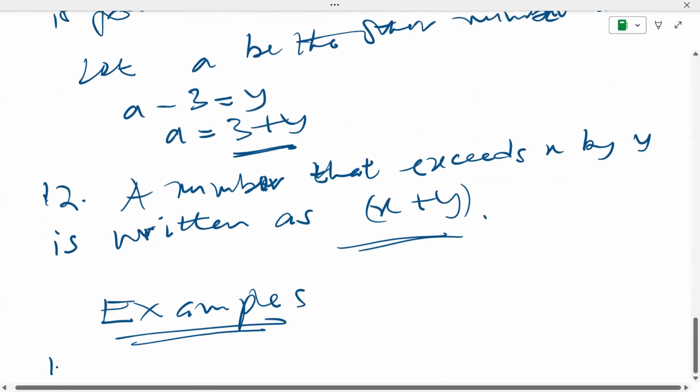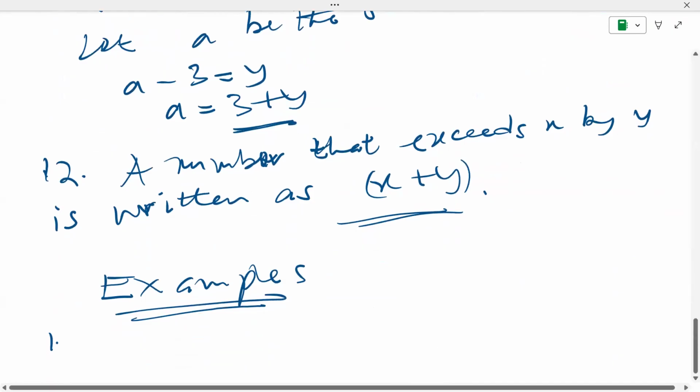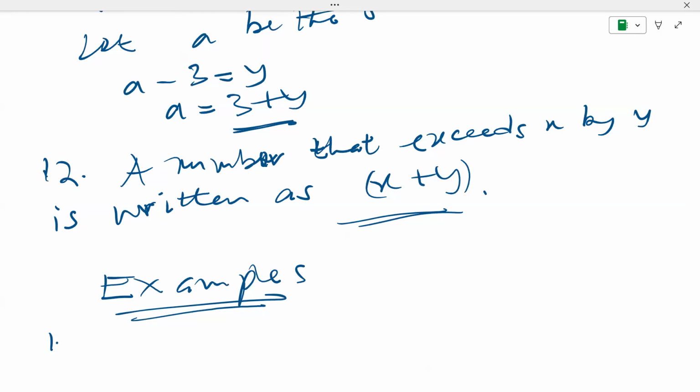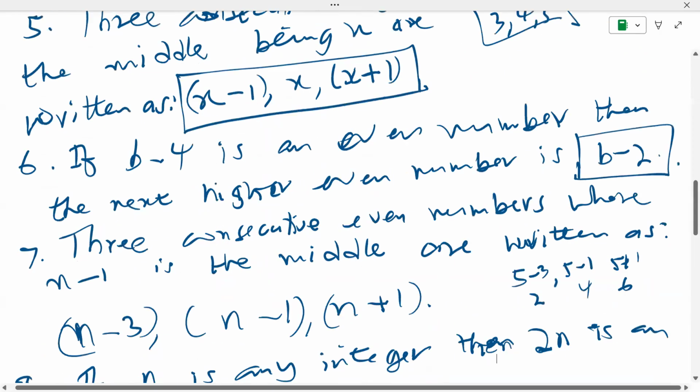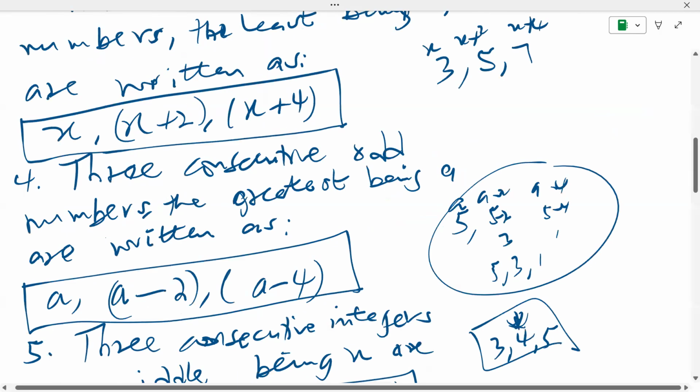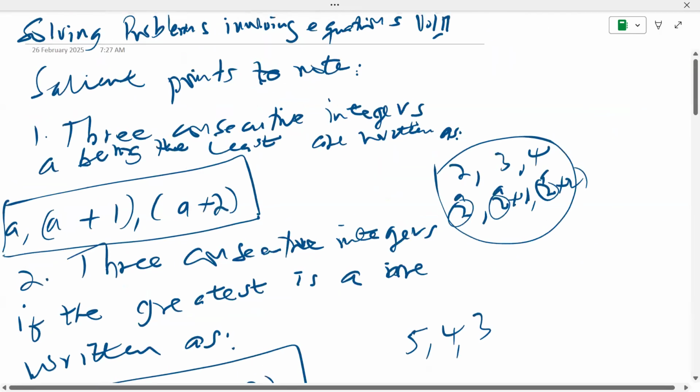Great. Let's look at number 12. A number that exceeds x by y is written as x plus y. So we are looking for a number that exceeds x by y. What you do is that you add the two numbers to give you what you are looking for. Great. So I'm going back. I want you to look through it and then master them, because we shall be using them in problem solving.